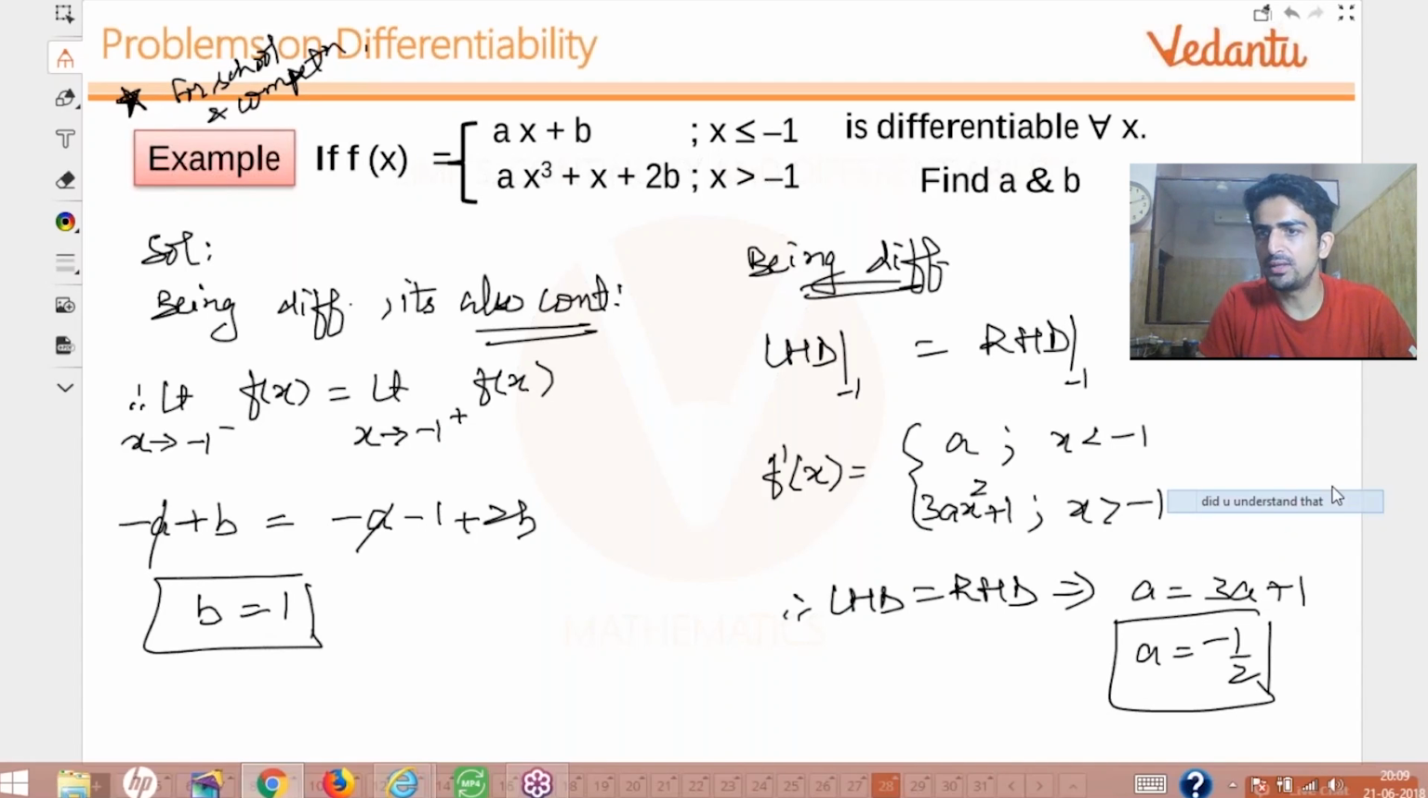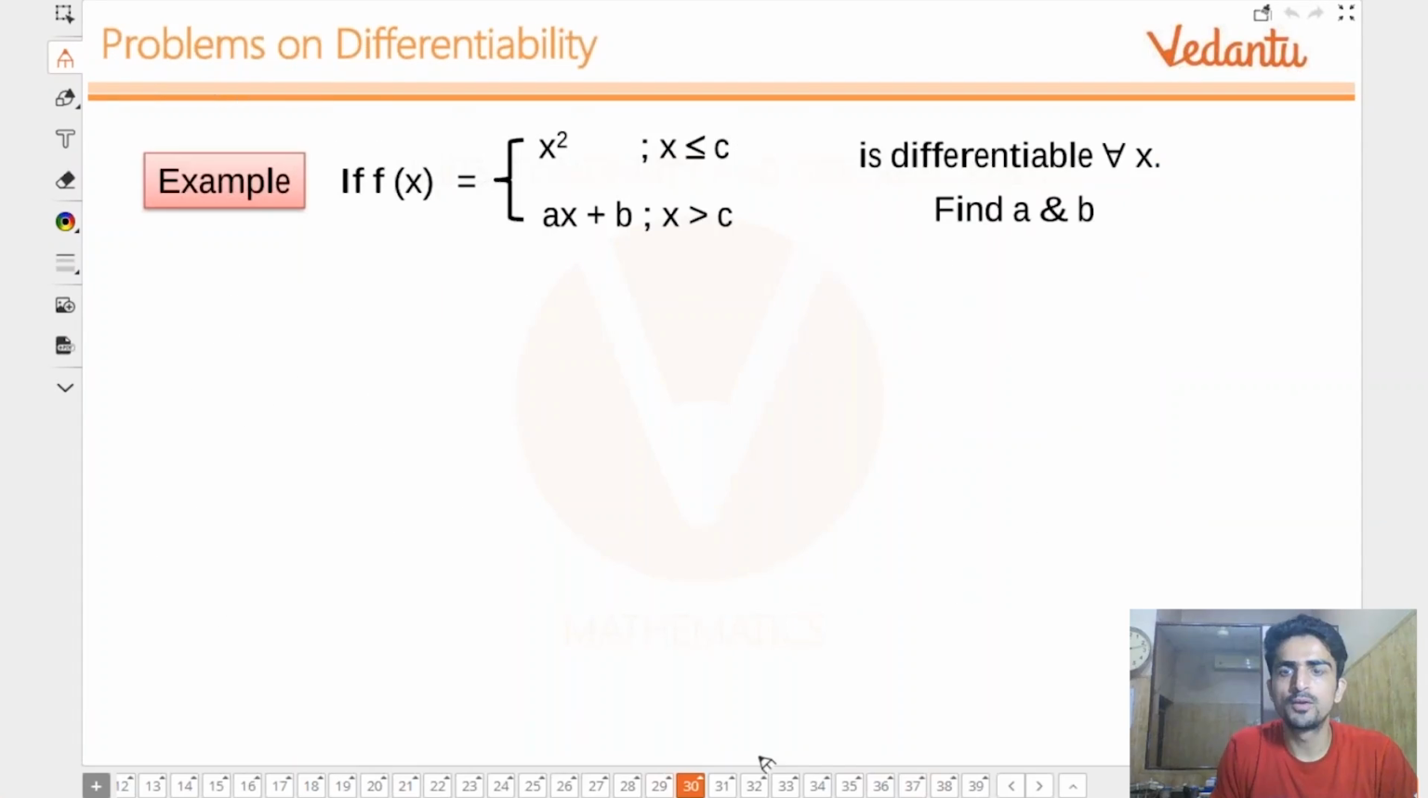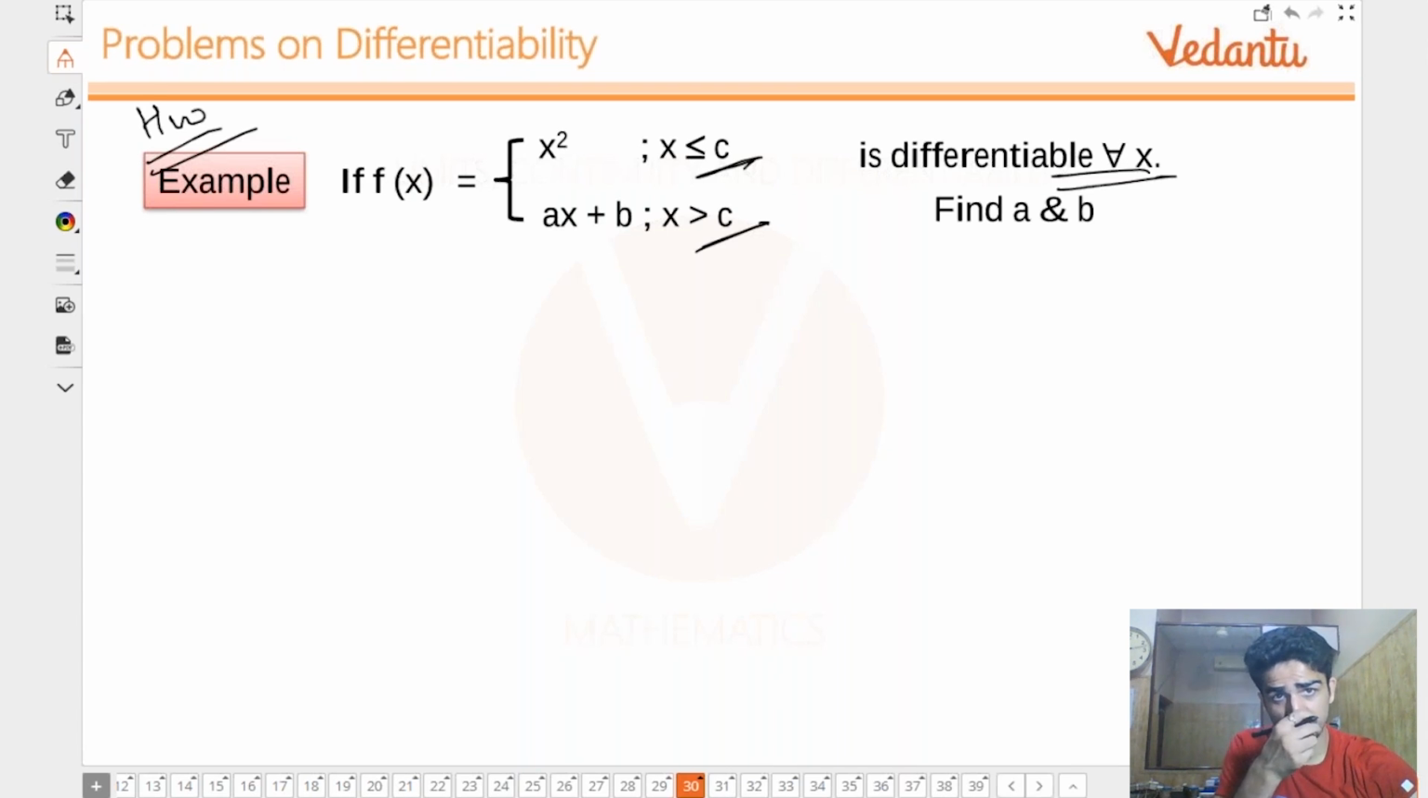So guys, just tell me, did you understand what I want to tell you through this question? Whenever we use differentiability in such a question, we also have to use continuity along with it. So guys, can you do this question now? Simply, easy. We use continuity at c, we use differentiability at c, we get two equations, we get a and b, and we are happy to go. Just note it down, this is your homework. I have given the answers in the next slide.